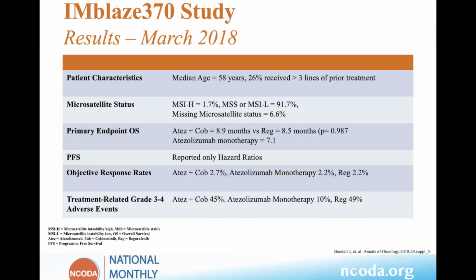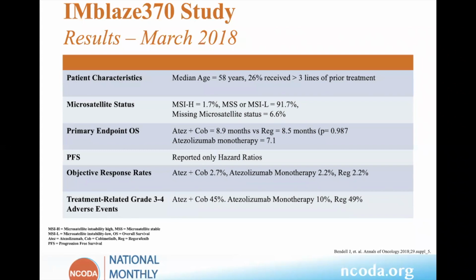Okay, so the results of the IMblaze370 study are here. The results were presented at ESMO World GI Congress 2018, and these are the results of 363 patients that were randomized. So important to note on this slide is that when you look at the microsatellite status and you're evaluating that, 91.7% of patients had microsatellite stable or microsatellite instability low. And then it's important to note that there were a percentage of patients that had missing microsatellite status.